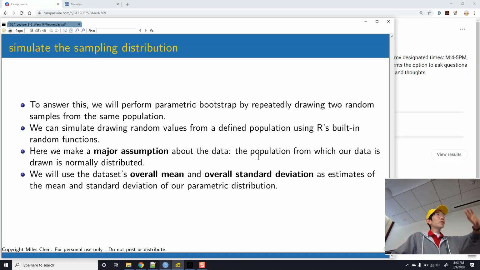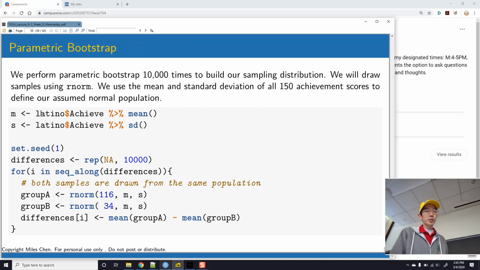So we're just going to use the overall mean of all 150 people and the overall standard deviation of all 150 people as the mean and standard deviation of our population, right? I take the entire column of 150 achievement scores, calculate the mean and the standard deviation, and this time, when I do my sampling distribution, I do group A and I draw 116 values using rnorm, and I draw 34 values using rnorm. I store those and I take the difference in group means, okay?